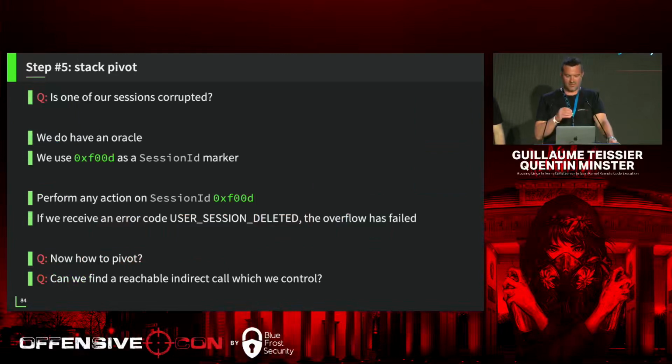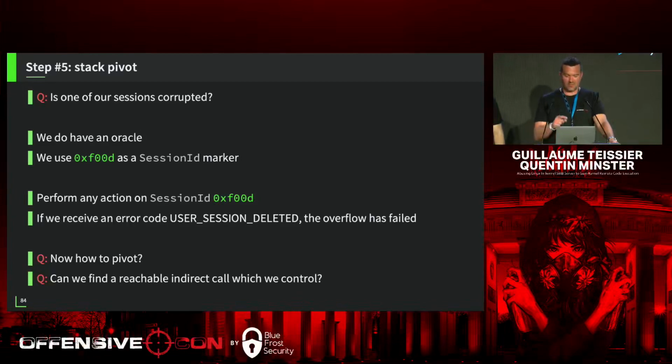Of course, as the free list is randomized, which means that we are not 100% sure that we'll corrupt a good object, there is one test that we can do. We overwrite the session with a marker here, "food", and when we perform any action on this specific session, we can know if the overflow has succeeded or not by observing the response of the SMB reply. If the reply failed with the cause user session deleted, it means that the overflow did not work, and we can retry later. And if we don't receive this kind of error, it means that we have successfully overflowed a KSMBD session and that it worked.